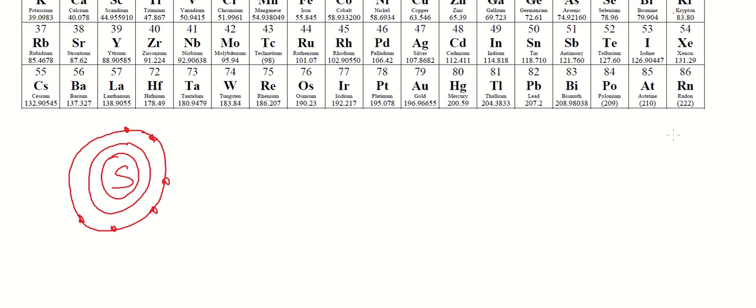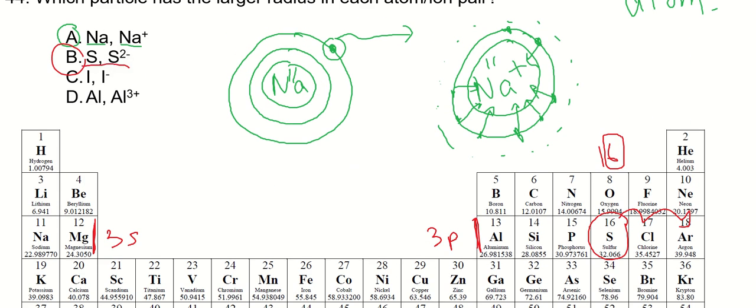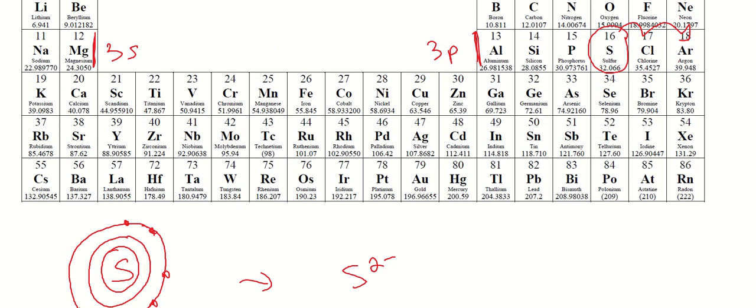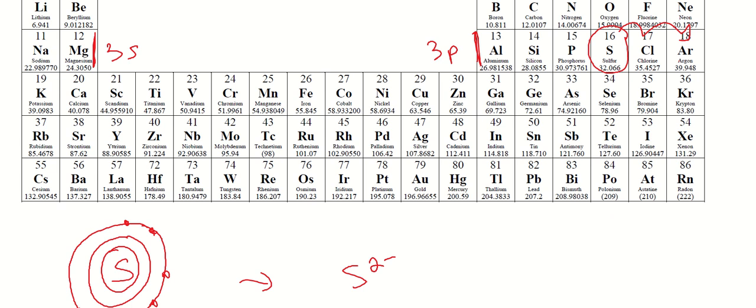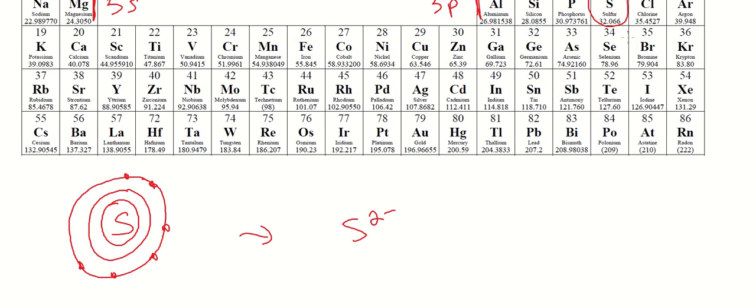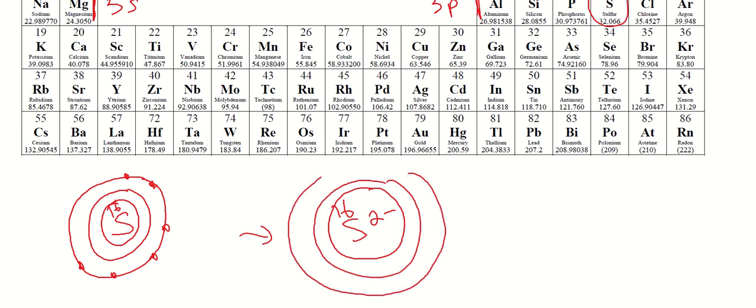In order to become a 2 negative ion, which is what's in the problem right there, it has to gain electrons. You can't change the number of protons. Sulfur is always going to have 16 protons, always 16 positives. It has to gain 2 electrons to become 2 negative. So we have the same number of energy levels, but this time 2 more electrons join the party.